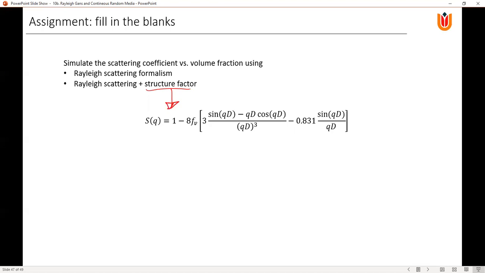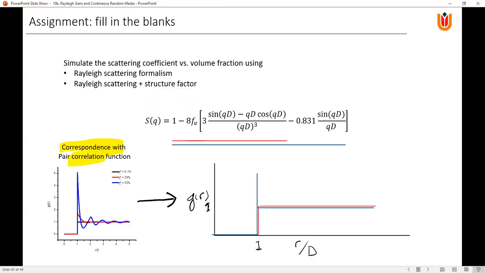So Q is again 2 times K times the sine of half theta. F is the volume fraction. D is the particle diameter. We had this graph for the different pair correlation functions, and we knew that the structure factor was the Fourier transform of that pair correlation function.